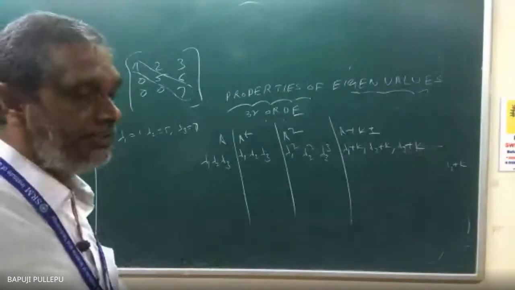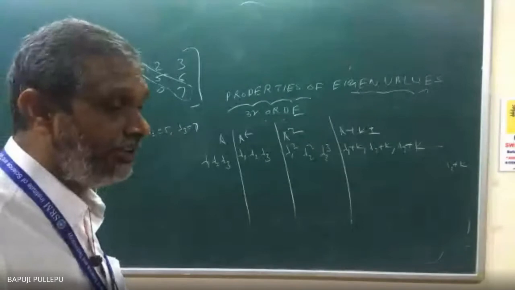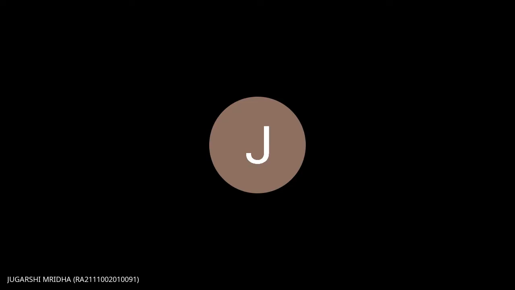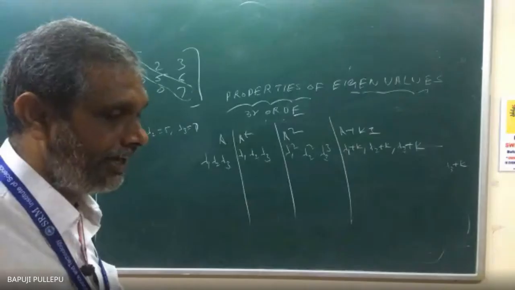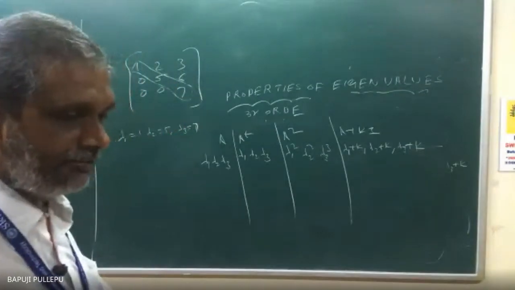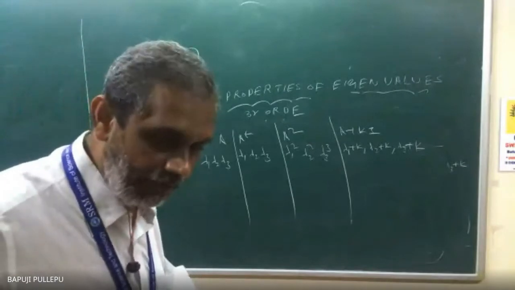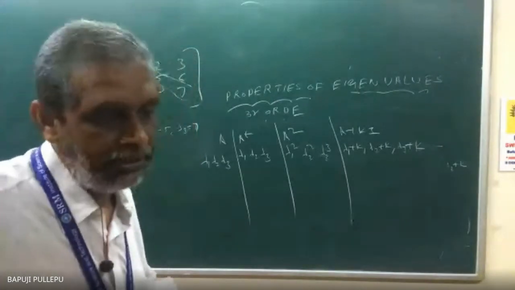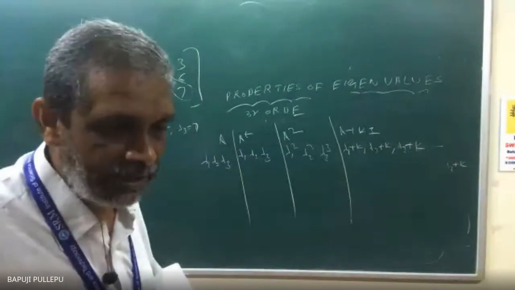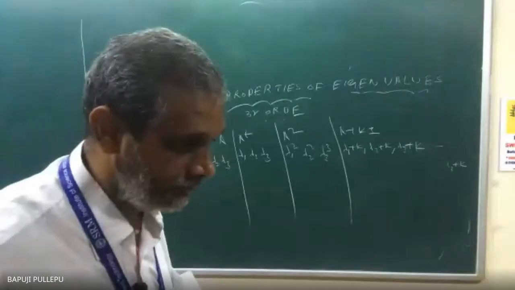Suppose they ask for A square plus A, what will you do? What will you get? Lambda 1 square plus lambda 1. Very good. Lambda 1 square plus lambda 1, lambda 2 square plus lambda 2, lambda 3 square plus lambda 3. Now you are familiar, you are masters now. Clear or not?